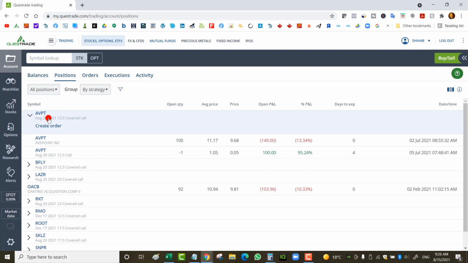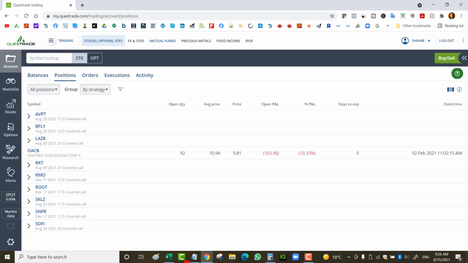Actually, this one's not doing bad. This one is not that far off. I've got a covered call at the 12.5 strike. Let's see what my cost basis is.